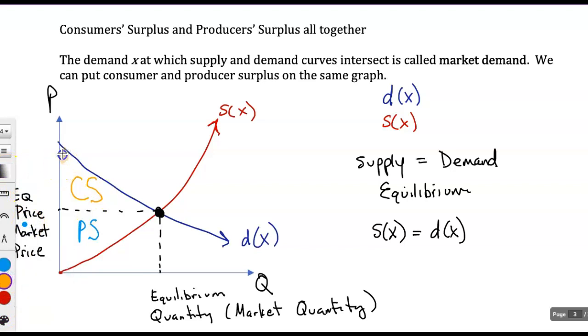So this is consumer surplus, that area, and then this is producer surplus. Okay, so you have to be able to draw the graphs. You have to be able to find the equilibrium price and quantity. And you also have to be able to find consumer surplus and producer surplus.